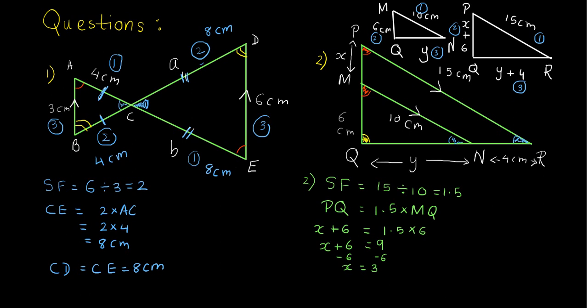which would then lead me on to find PQ. So PQ would be, oh, I've run out of space, have I? No, I can write something below. So PQ would be 3 plus 6, which is 9 centimeters.